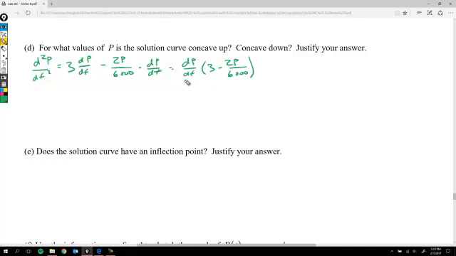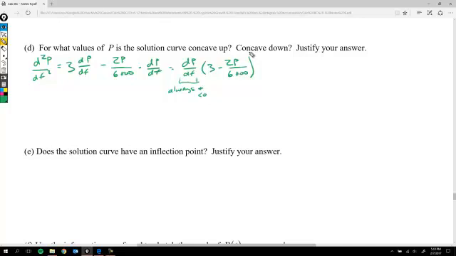Now from part C, I found that dP/dt is always positive, or you could say greater than 0, however you want to write that. It's always positive, and so I don't really have to worry about this, because right now I'm trying to find inflection points. Remember with concavity, you look for points of inflection.